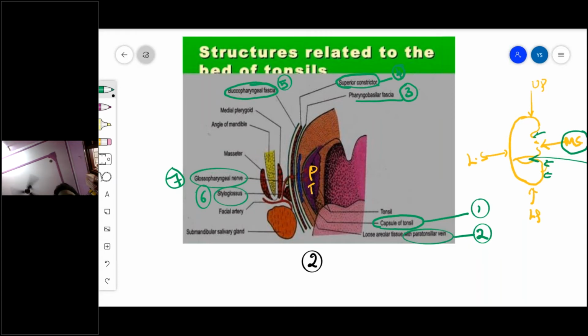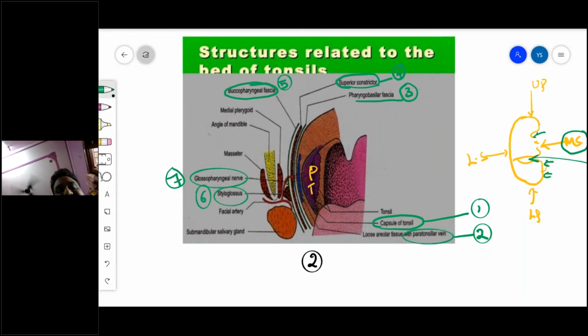Once again, I'm repeating here, tonsillar bed, 5 marks question. The tonsillar bed is formed by a total of 7 structures. One, capsule. Number two, paratonsillar vein with tissue. Number three, pharyngobasilar fascia. Number four, superior constrictor. Number five, buccopharyngeal fascia. Six, styloglossus muscle. Seven, glossopharyngeal nerve. You can see 3, 4, 5.